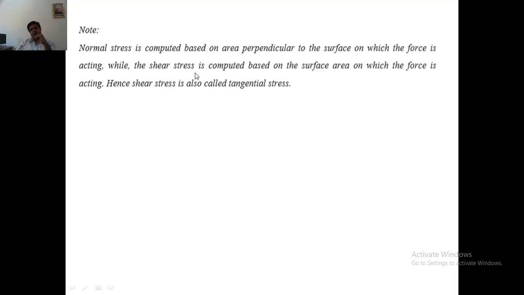So because of the shear force, the stress that is developed is called shear stress. And shear stress is because of the shear force which is acting perpendicular to the axis of the object or material, and it is also called tangential stress. So tangential means perpendicular to the axis of the component. So shear stress is also called tangential stress, whereas the stresses due to normal loads are called normal stress. So normal stress and shear stress or tangential stress, you should keep in mind.